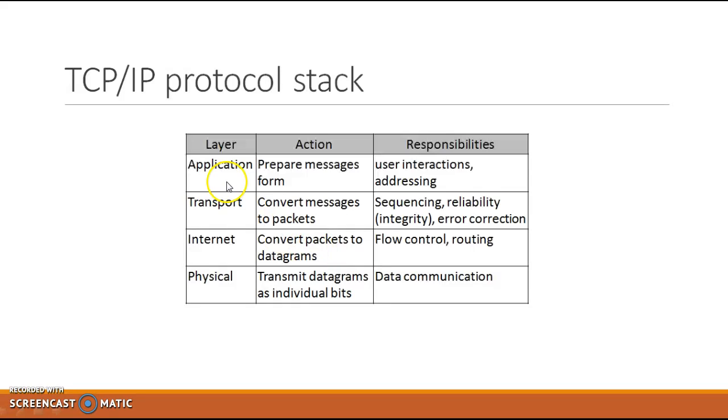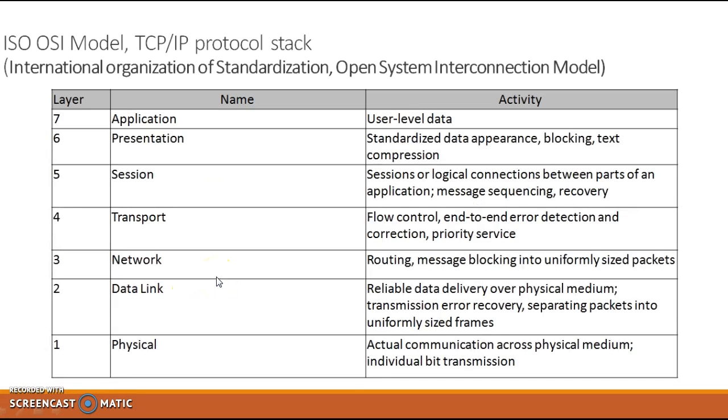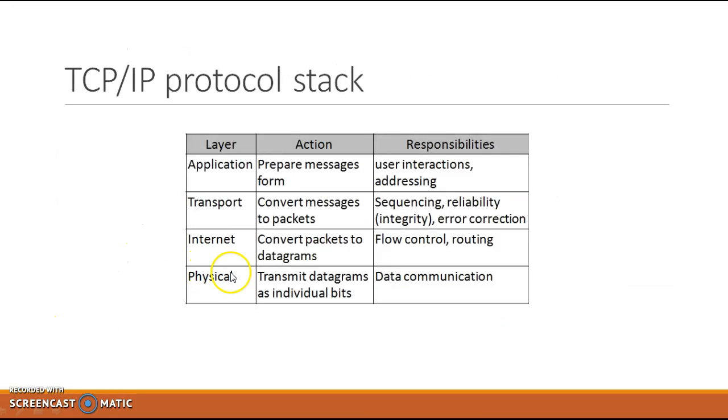Now you can see over here that the application layer sums up the application, presentation, and session layers. Then we have the transport layer. The network layer has been named the internet layer, and the data link layer and the physical layer have been combined into a single physical layer. So this protocol seems more squeezed than the ISO layers.